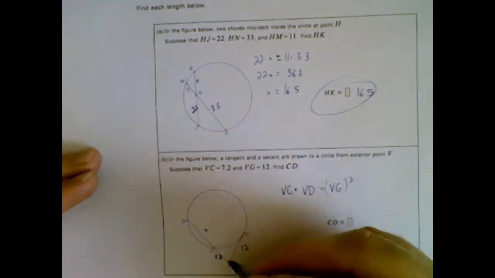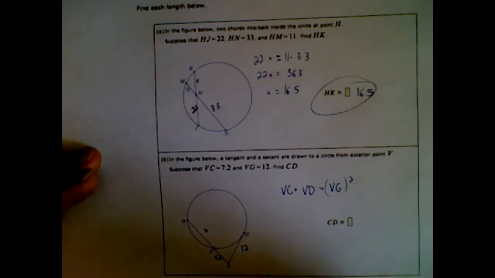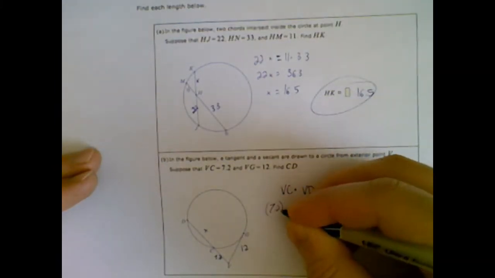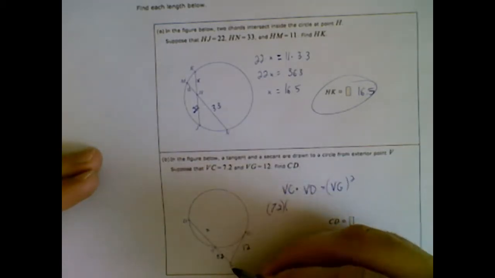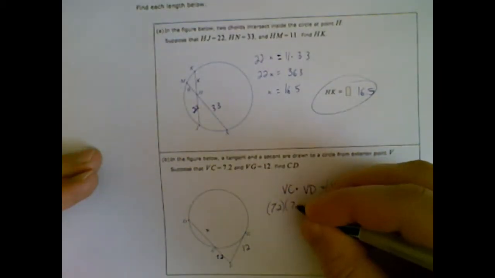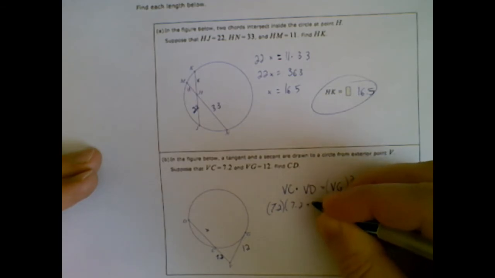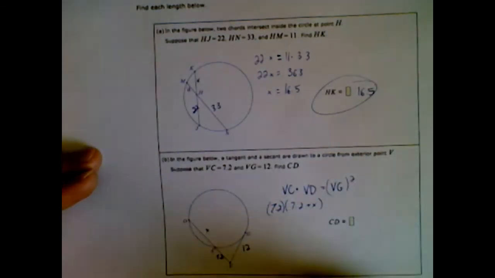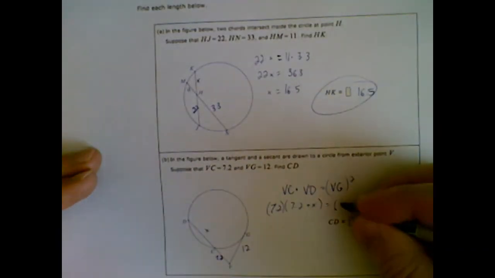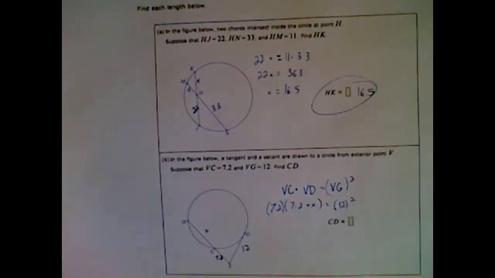So when I plug them in, what I know is I know VC is 7.2, and this is a little bit weird. I don't know the whole length here, but I do know that's x, and this is 7.2, so that's 7.2 plus x, if we put those together for the whole length, equals VG, so this guy is 12 squared.